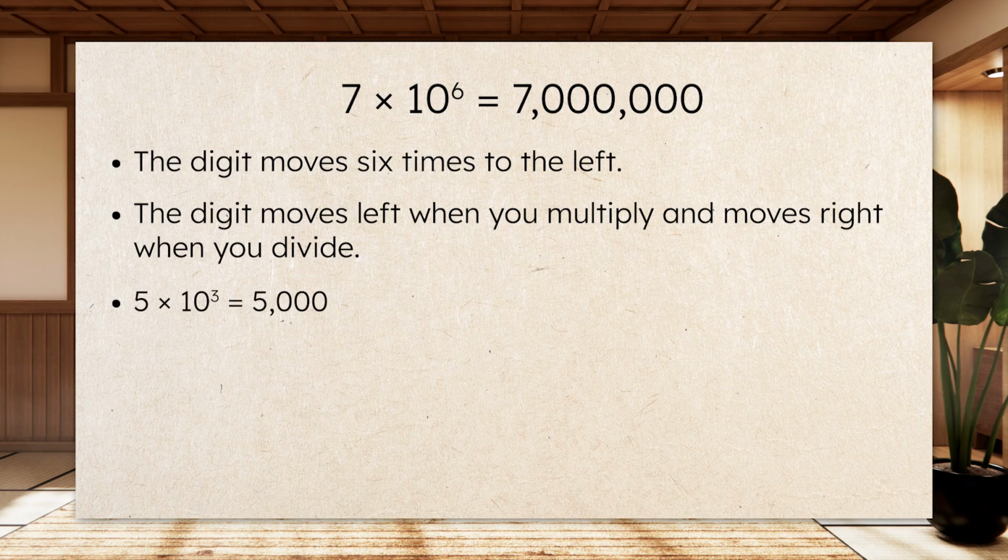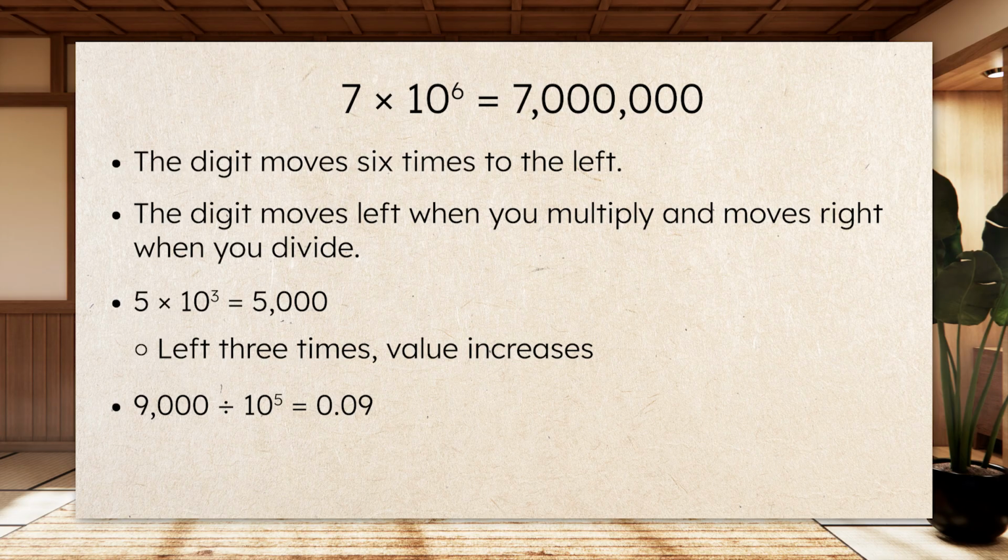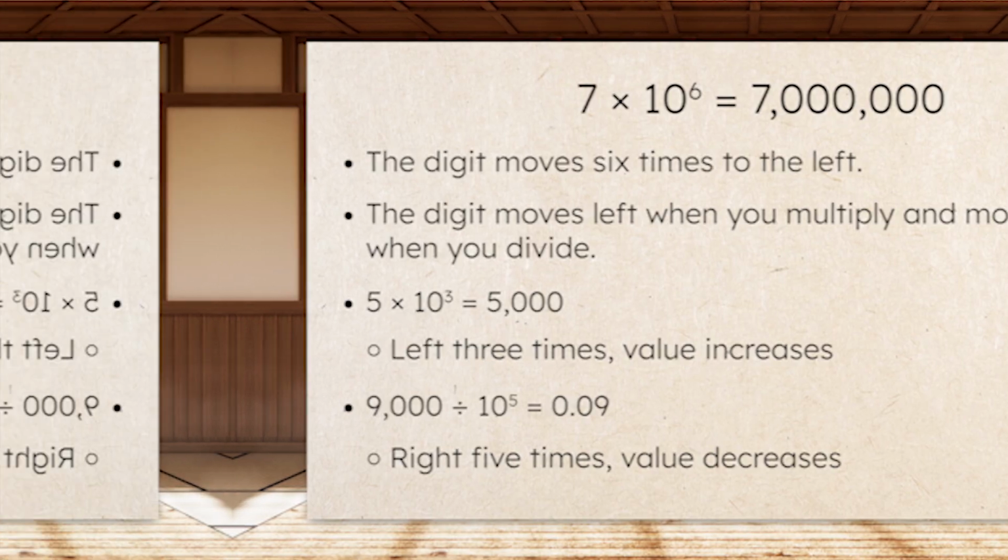Multiply by 10 to the third. The digit shifts to the left 3 times, increasing the value of the digit. Divide by 10 to the fifth. The digit shifts to the right 5 places, decreasing the value of the digit.